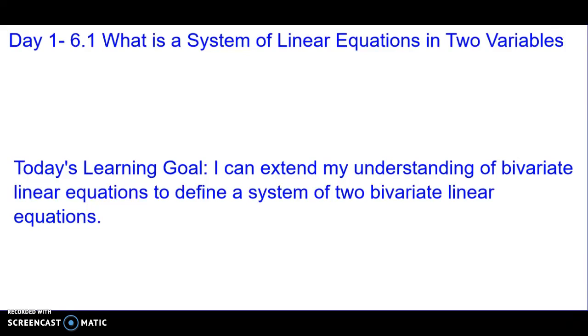Hey guys, so we're starting topic 6, day 1. What is a system of linear equations in two variables? The learning goal today is basically going to define what a system of linear equations is and how they work.